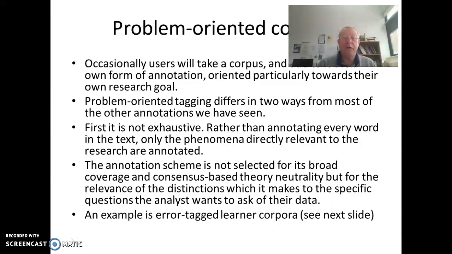The annotation scheme is not selected for its broad coverage and consensus-based theory neutrality, but for the relevance of the distinctions which it makes to the specific questions the analyst wants to ask of their data. An example is error-tagged learner corpora.